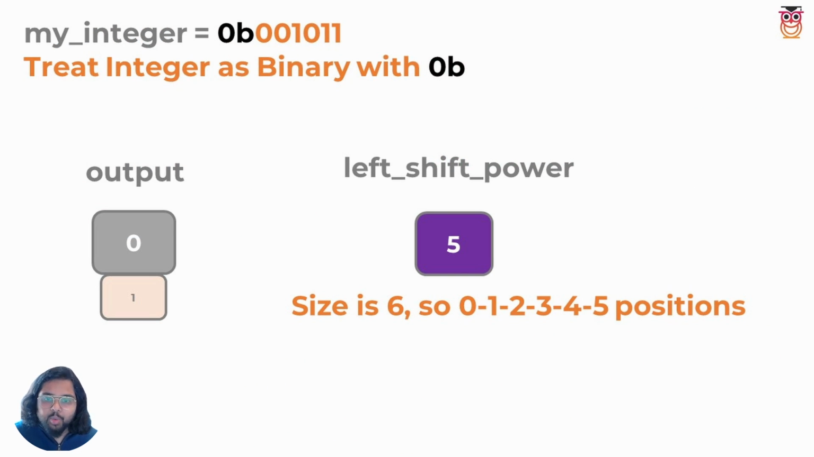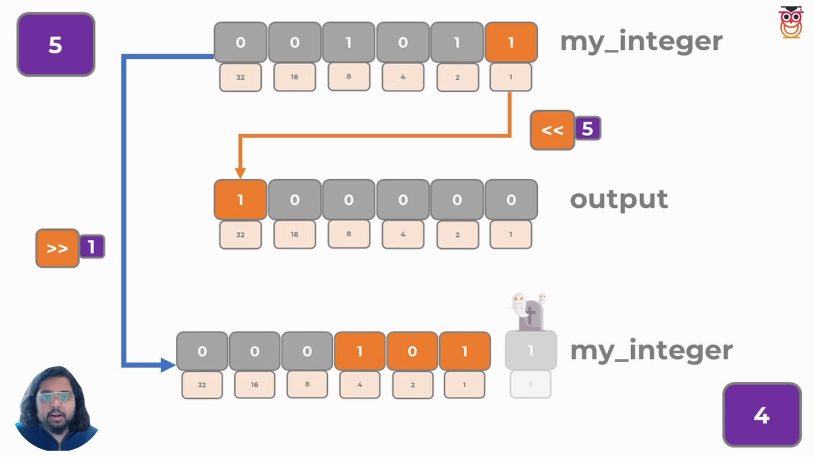Now the hard way, and what you've been waiting for. I need 2 major concepts here, and I hope you remember our shifting and masking. Initially, our output is 0 and our left shift power is 5. Why 5? It is because we have a 6-bit number, so the last position is going to be position 5. Let's see what we are doing with this shift first. I have 4 main steps here. I'm taking the LSB, or the least significant bit, from my binary number, then I'm shifting it 5 times to the 5th position of the output, which was initially 0.